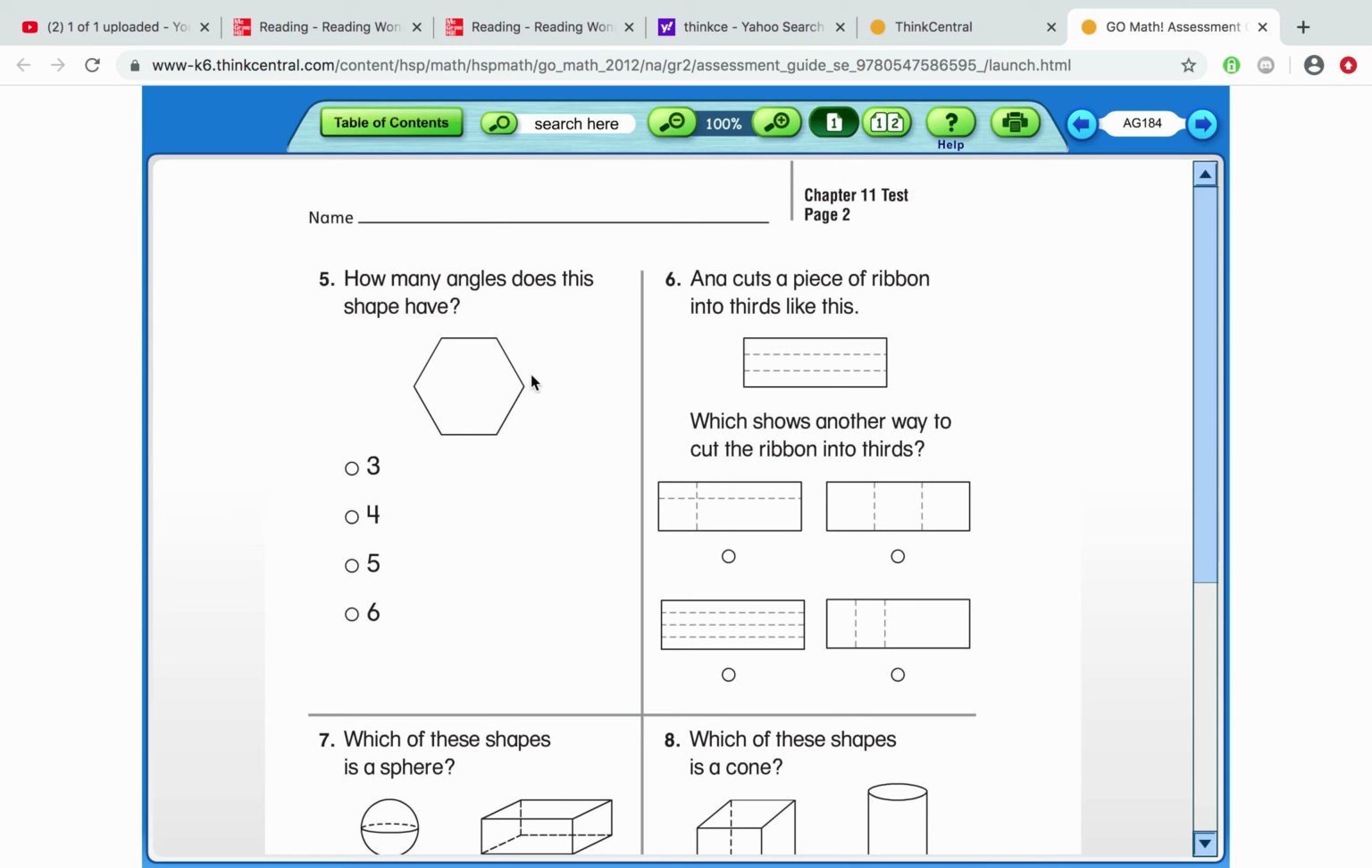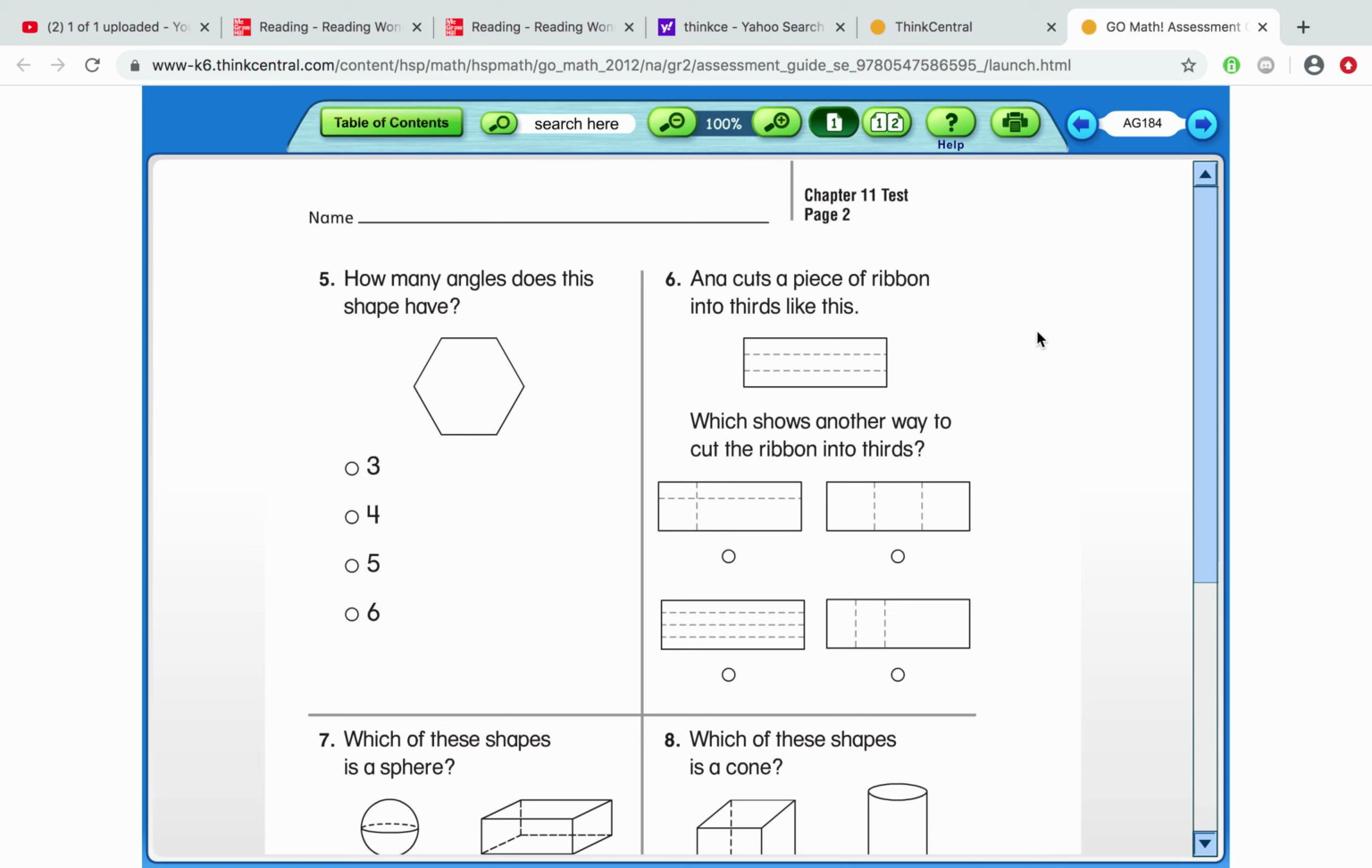All right, friends, let's take a look together. 1, 2, 3, 4, 5, 6. I counted 6 angles. You also might know that this is a hexagon, which has 6 sides and 6 angles, and 6 vertices. So 6 is the correct answer for number 5.